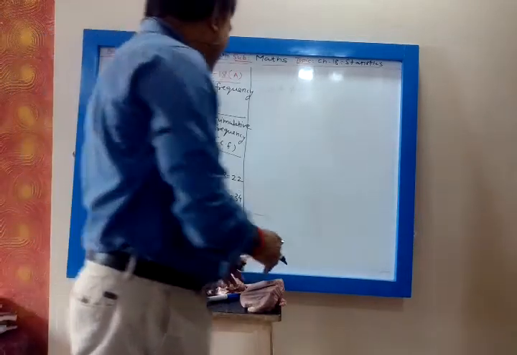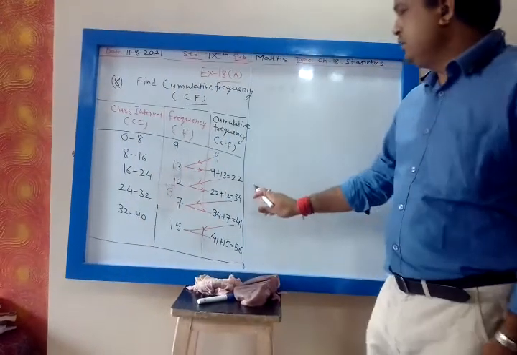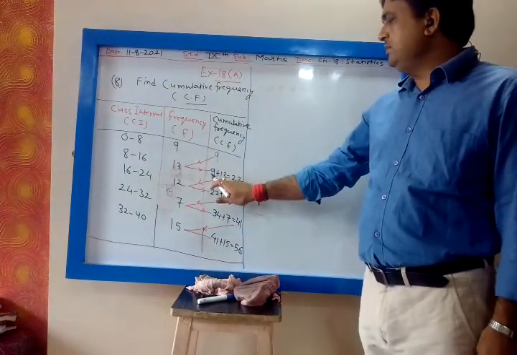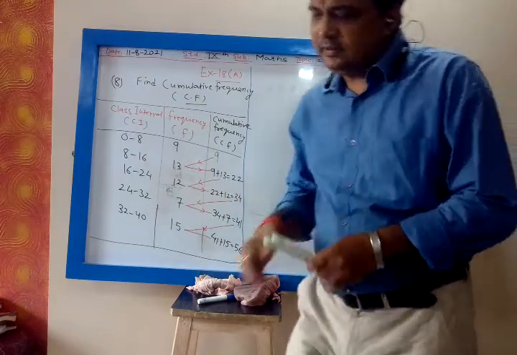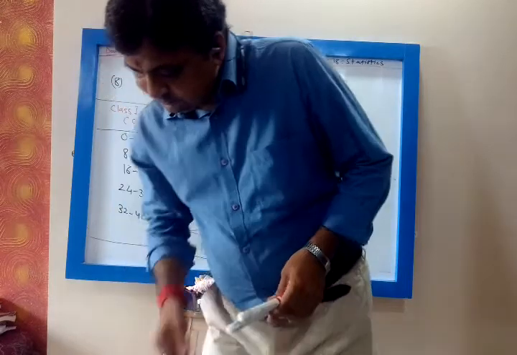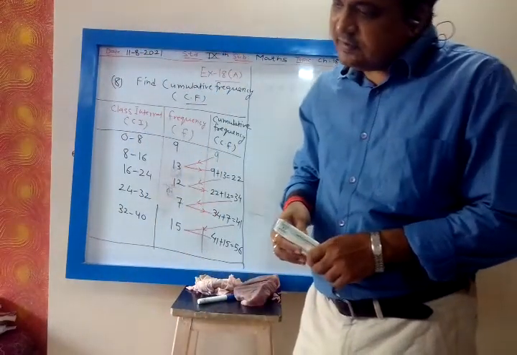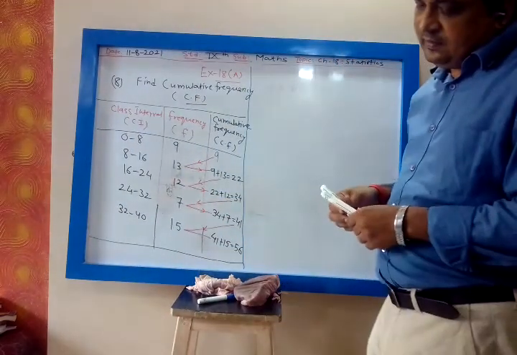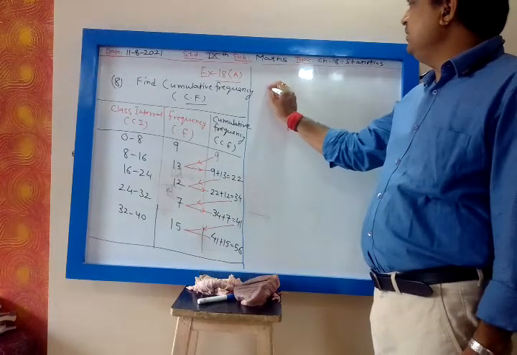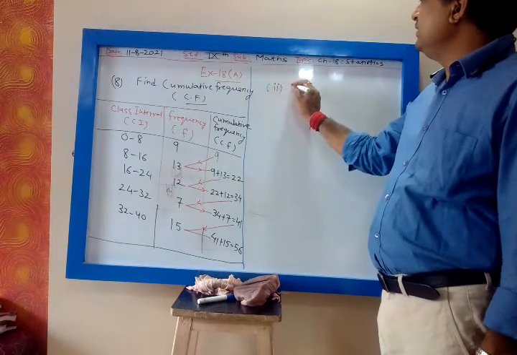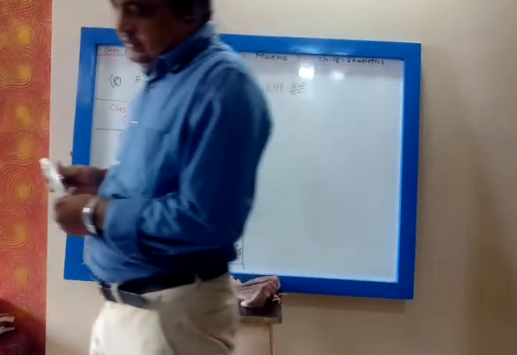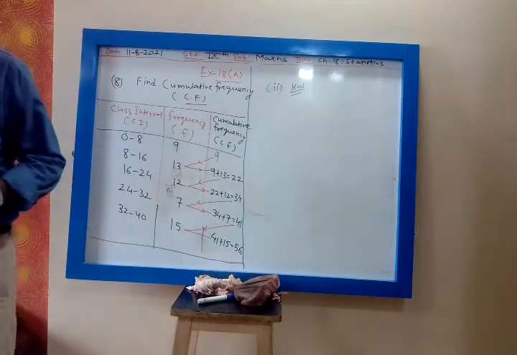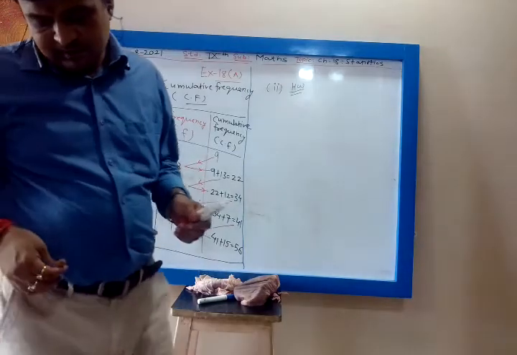I have shown you the calculation 9 plus 13, 22. You can directly write 22. Then the second one, class interval and frequency, will be homework. Same way you will do.